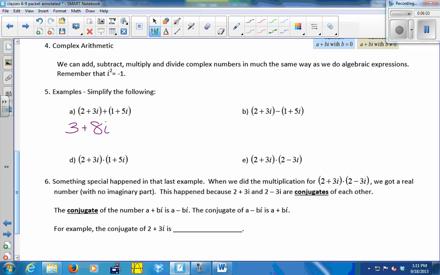Subtract complex numbers. Again, you just have to remember to distribute this negative sign just like you would if those i's were variables. 2 minus 1 is 1, 3i minus 5i is negative 2i.